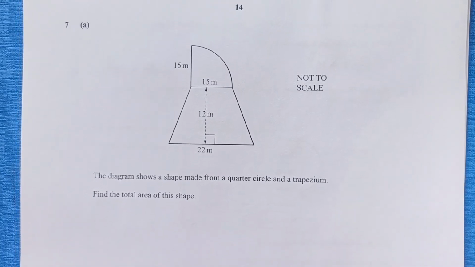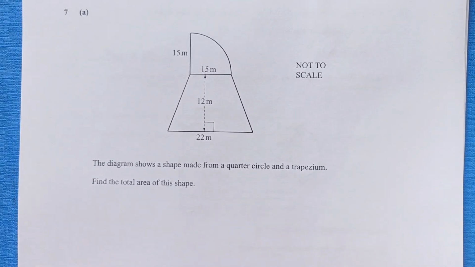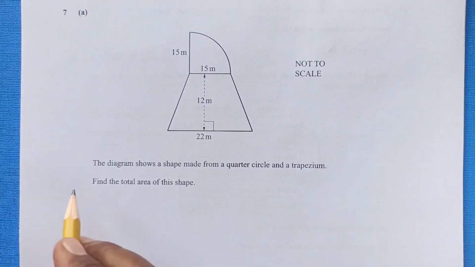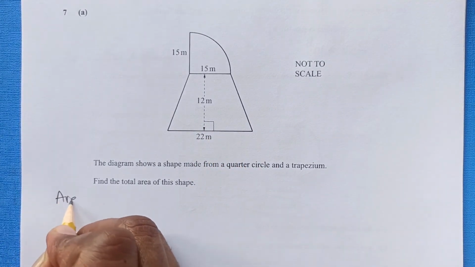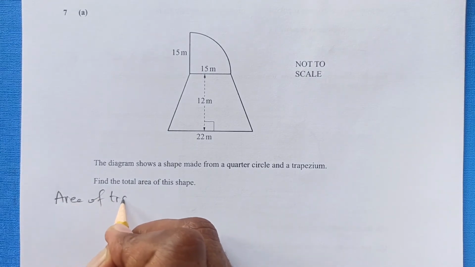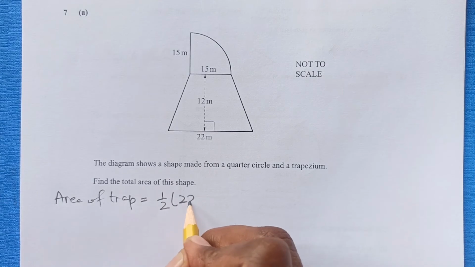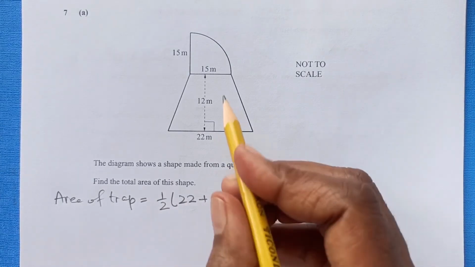Question 7, you can see a diagram here. The diagram shows a shape made from a quarter circle and a trapezium. Find the total area of this shape. So we need to find out quarter of the area of the circle and area of the trapezium. So first of all we can find out area of trapezium, which is half times A plus B. A and B are the parallel sides.